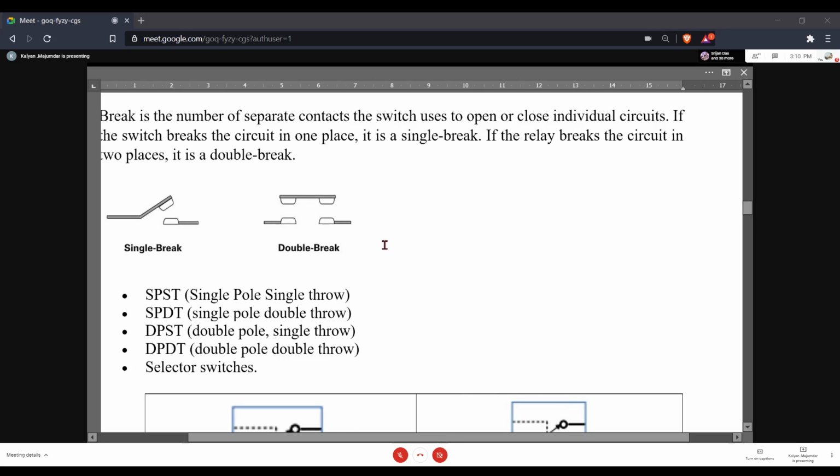What is a pole? The movable part of a switch. The number of such movable parts refers to the number of poles present in a switch. Number of throws or number of positions: for each pole, the number of different circuits that it connects to is the number of throws. And double break or single break is when you're breaking the circuit, whether you're breaking it at a single point or breaking it at multiple points, double points rather, not multiple points.